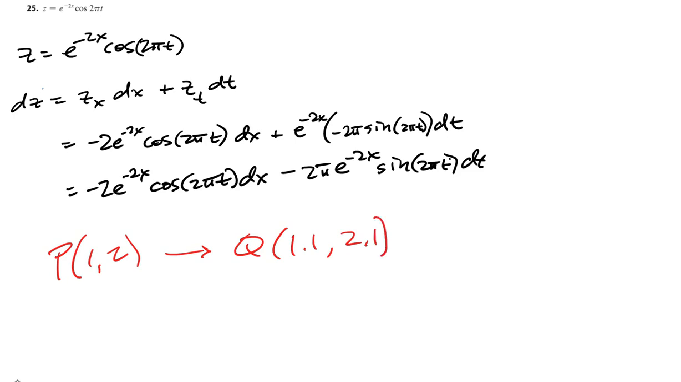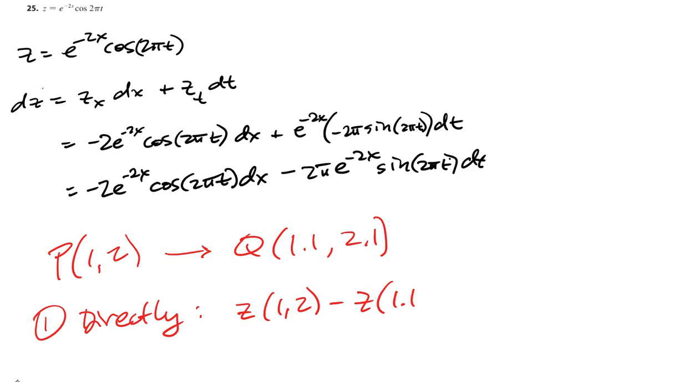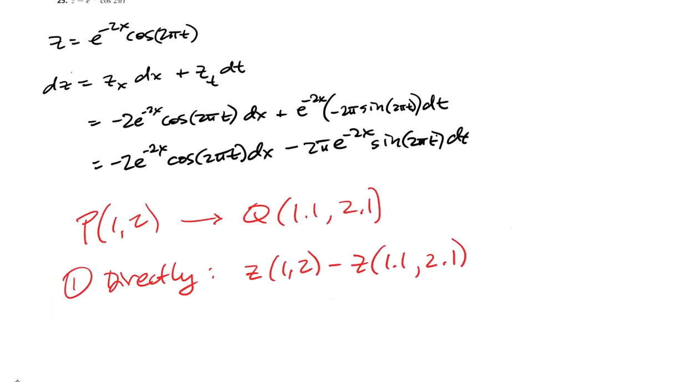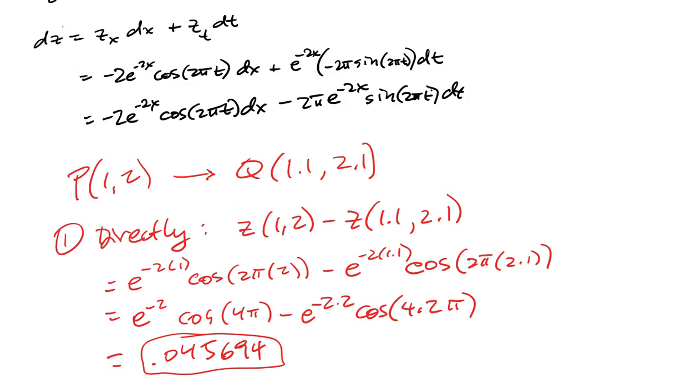I'm going to do this two ways. The first way is I'm going to do it directly, without using the differential. So I'm going to do z of (1.1, 2.1) minus z of (1, 2), and I'll figure that out. I'm going to stop the video and do that. Okay, so I got 0.045694. This is the exact change in z.